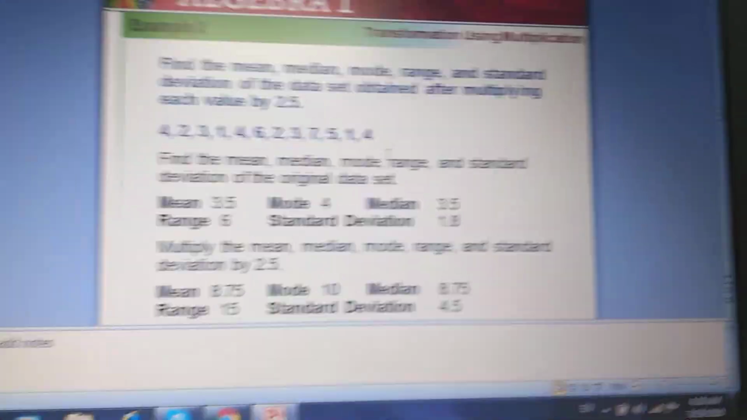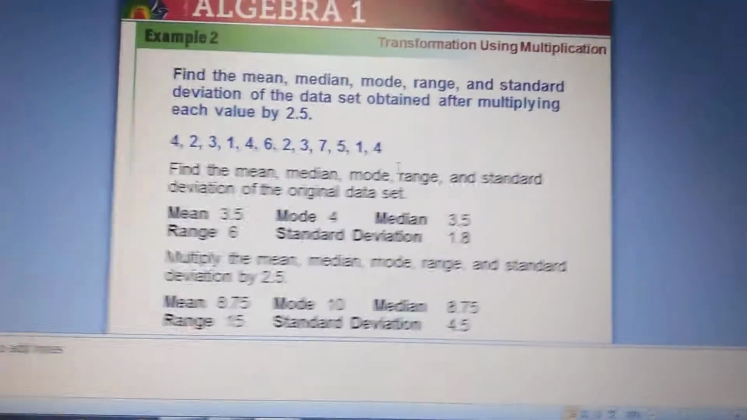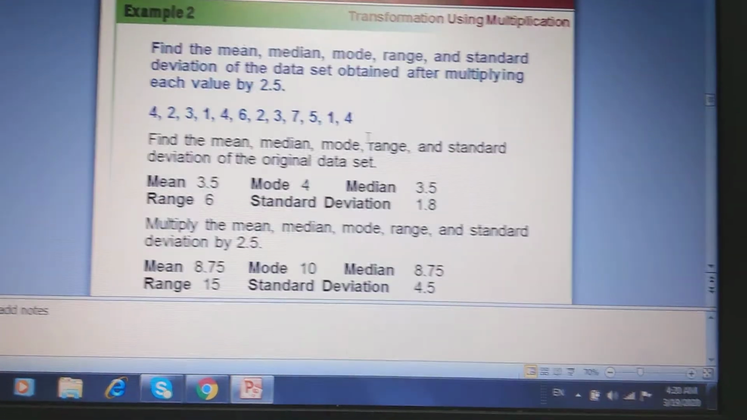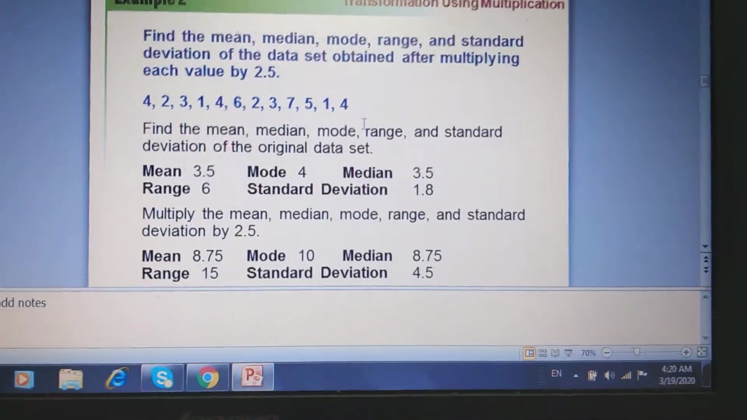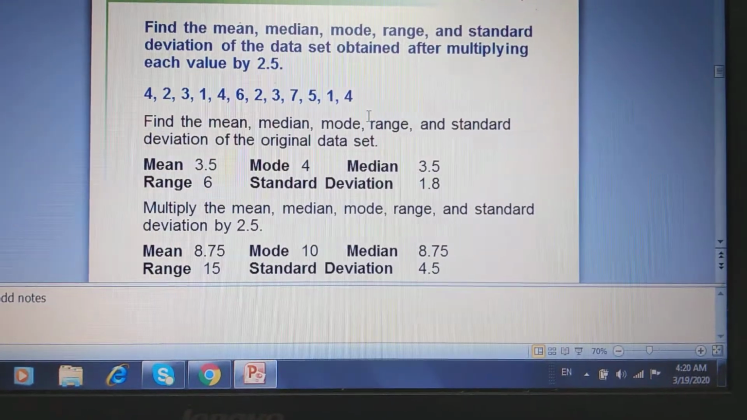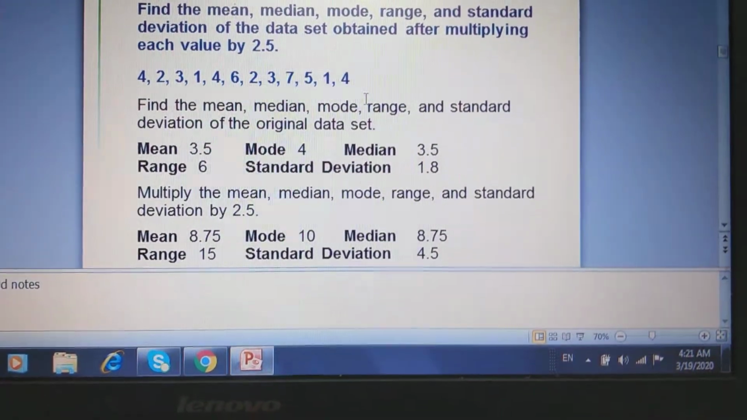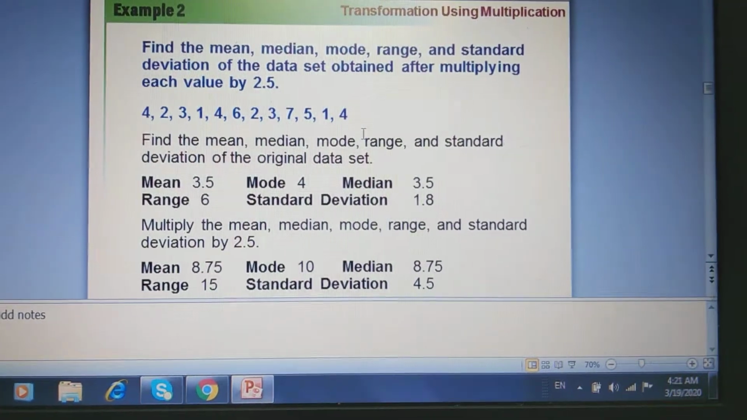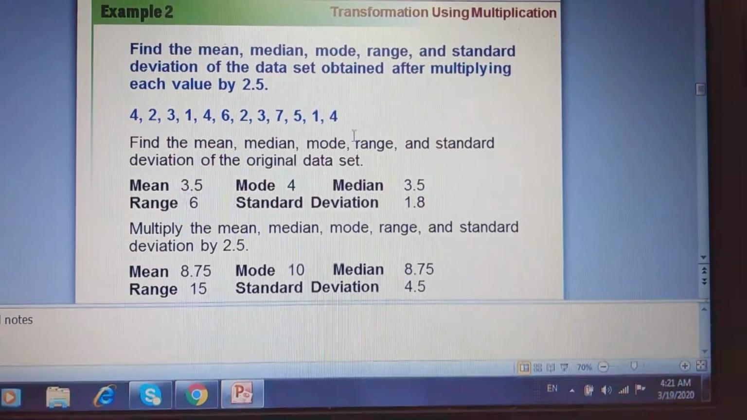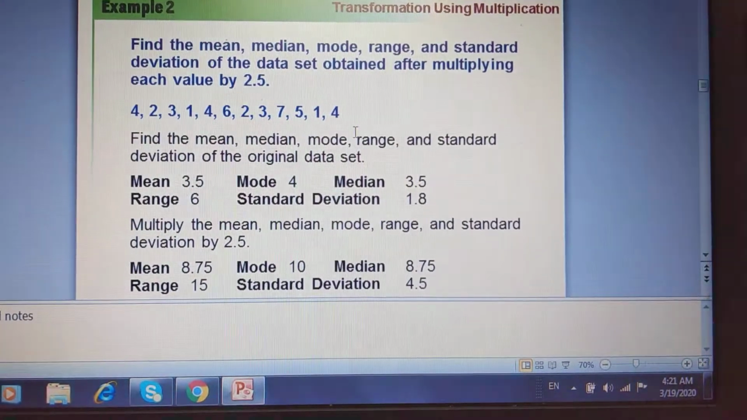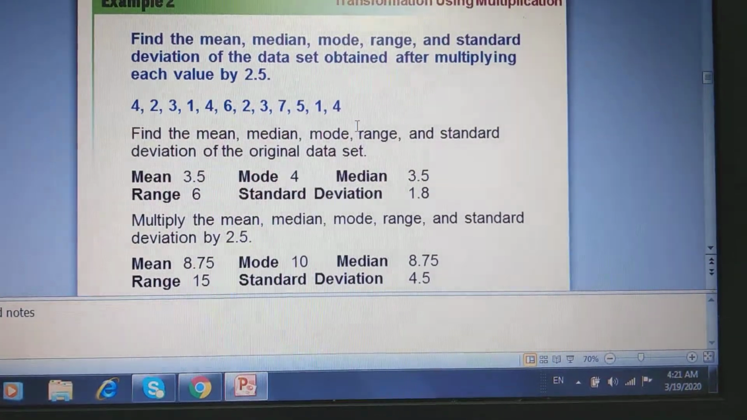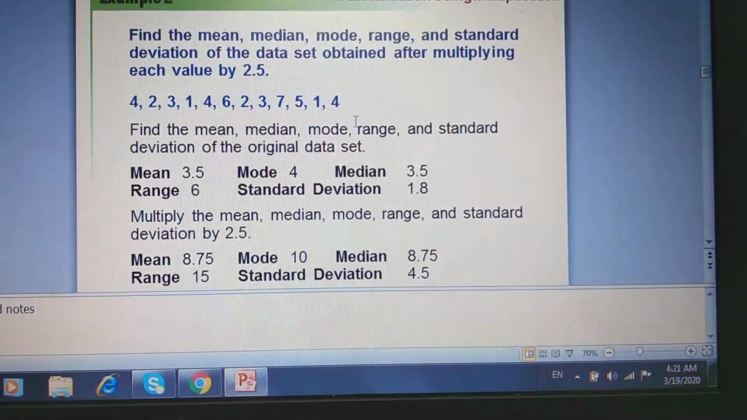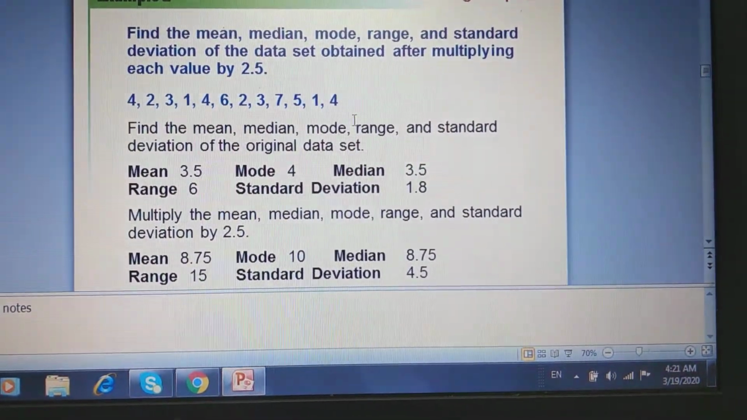See here in this example. Find the mean, median, mode, range, and the standard deviation of the data set obtained after multiplying each value by 2.5. After we find the mean, median, mode, range, and standard deviation, as you see here in front of your eyes: mean 3.5, mode 4, median 3.5, range 6, standard deviation 1.8. Here he says we multiply each number, or each term, in the data by 2.5.